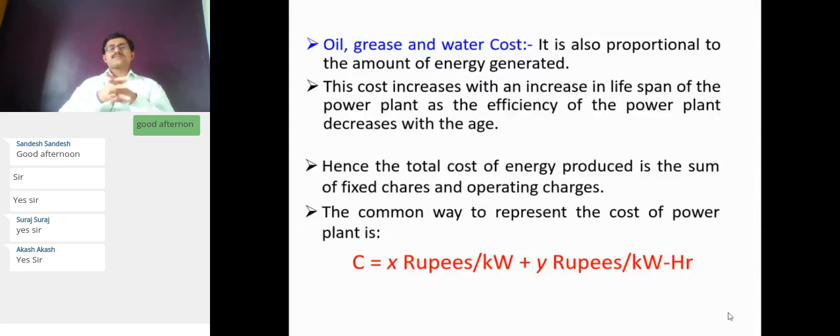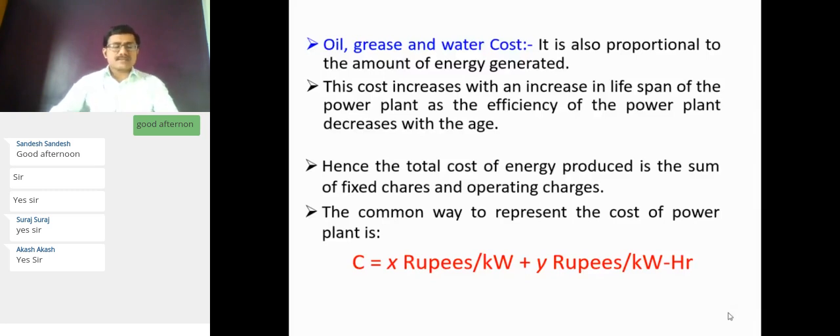So that is nothing but the fixed cost, the cost of installation. Okay, the cost of installation is given per kilowatt of the installed capacity, and the second part is nothing but Y rupees per kilowatt hour. So how many units are generated? That is nothing but the operating cost of the power plant. So the first part is the fixed cost of the power plant. The second is the operating or the variable or the running cost of the power plant. So these were the points that we have discussed in the earlier session.